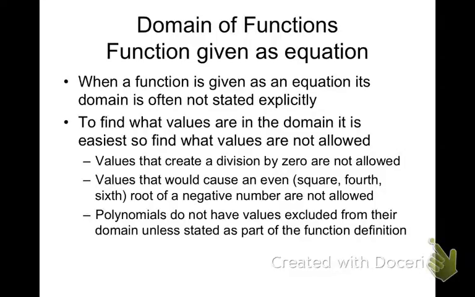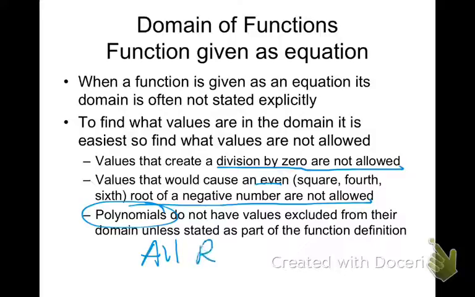Here are the rules. Division by 0 is not allowed. An even root of a negative number is not allowed. Polynomials have a domain of all real numbers. So if you don't have division by 0 or an even root in your problem, your domain is all real numbers. You have to look for division by 0 when you have a variable in a denominator. You have to find out what would make that expression, the denominator, equal to 0, and exclude it.